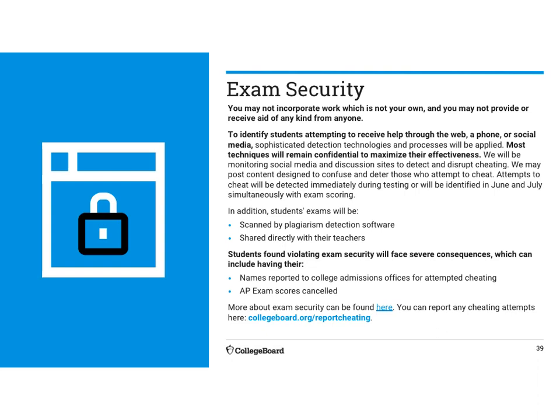Students found violating exam security will be reported to their college admissions offices for attempted cheating, and your AP exam scores will be canceled. If you suspect someone has been cheating, collegeboard.org/reportcheating. Guys, it is not worth risking your college acceptance over not knowing 1 question on an exam. Again, partial credit, do what you can.